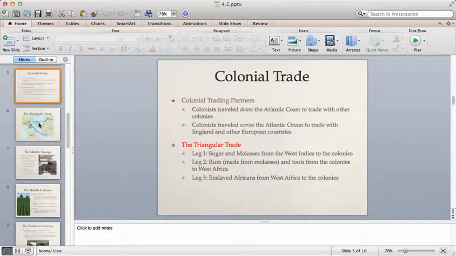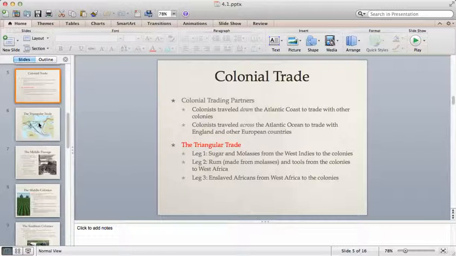All right, let's talk about colonial trade. There's kind of 2 different types of colonial trade. The first would be trading amongst the colonies themselves, so going down the Atlantic coast and trading from the north to the south. And then, of course, they're also trading all the way across the Atlantic Ocean, international trade with other countries, particularly England and other countries in Europe.